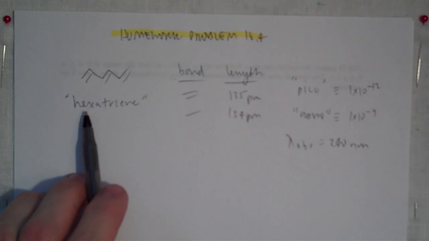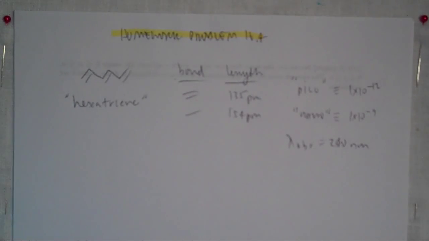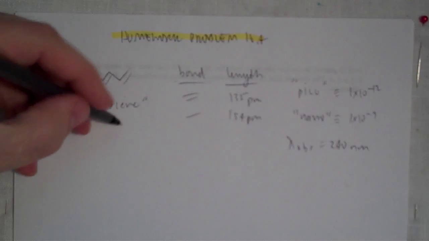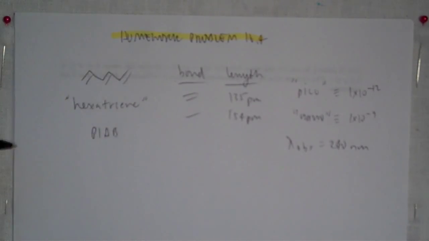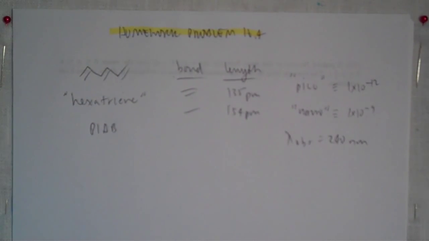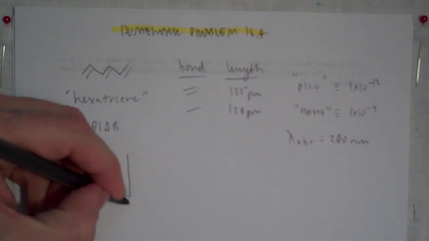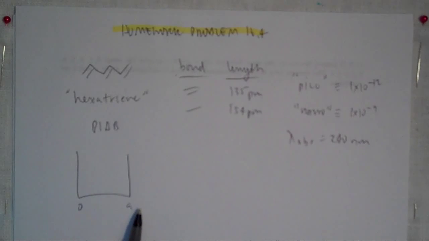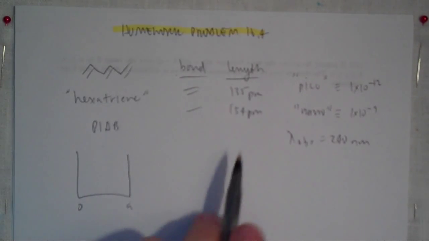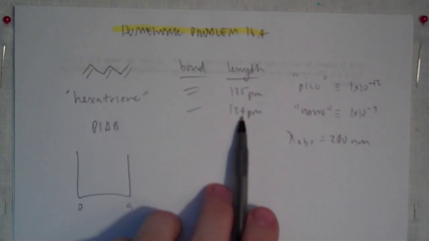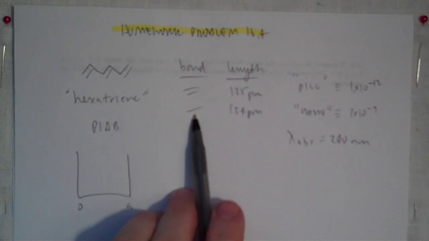In hexatriene, using the particle in a box model, PIAB, to calculate the box length. What is box length? Oh yeah, 0 to A. A is the box length. To calculate the box length, assume that the molecule is linear and use the values 135 for a double bond and 154 for a single bond. That's right.